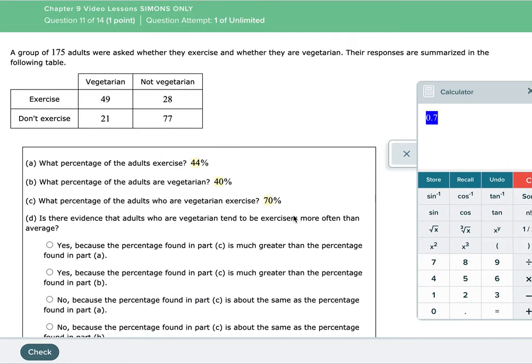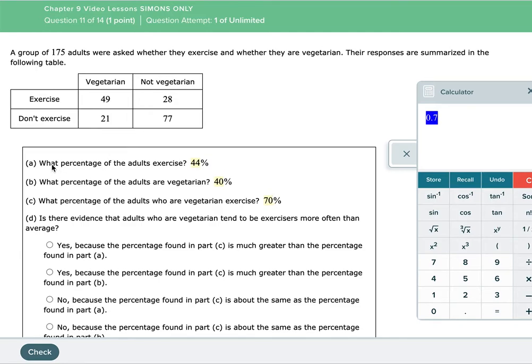Now what they want you to do is look at this and make a judgment based on something. So look at what they ask. They say, is there evidence that adults who are vegetarian tend to be exercisers more often than average? Well, more often than average means more often than everybody, all right? So what you have to look at is how many people exercise who are vegetarian, and we know that's 70%, versus how many people exercise out of everybody.